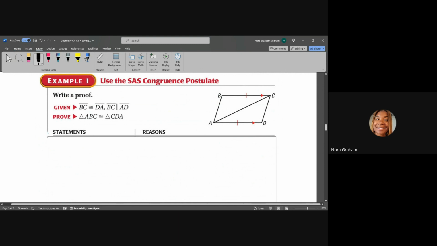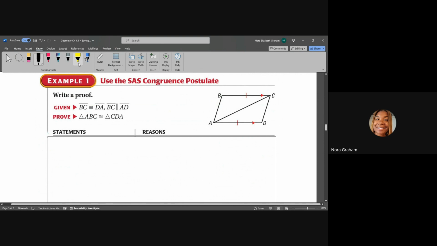All right, so for this one, we're going to do a proof. And for this one, we're going to do a table proof with statements and reasons. We're given that BC is congruent to DA and that BC is parallel to AD. They want us to prove that triangle ABC is congruent to triangle CDA, right?